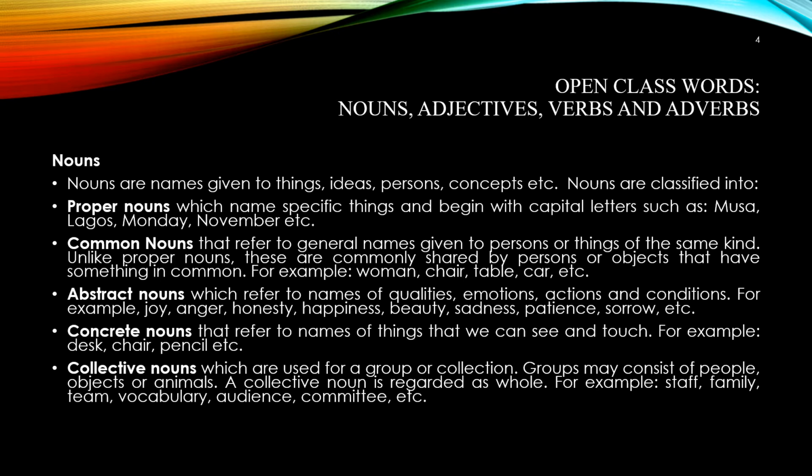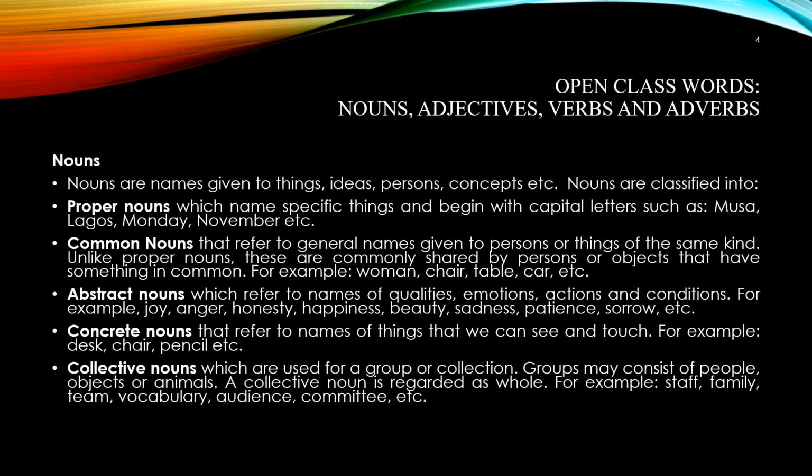We also have concrete nouns that refer to names of things that we can see, we can touch. For example, let's say we have desk. You can see desk, you can see chair, and you can touch them. You can see pencil. We also have collective noun, which is used for a group or collection of things. Groups may consist of people, let's say it can be objects or animals.